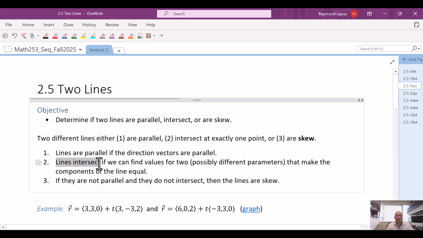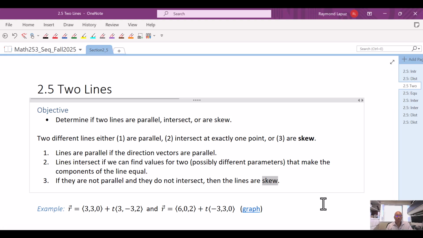Then the other option is that the lines intersect. And if the lines intersect, they could possibly intersect at two different times. That's a little nuance that we're going to work on when we do an example. And it turns out that if they are not parallel and they don't intersect, then the only other option left is they're skew. We won't have to test for skew. It's just by a process of elimination: not parallel, don't intersect. So that's our only other option left.